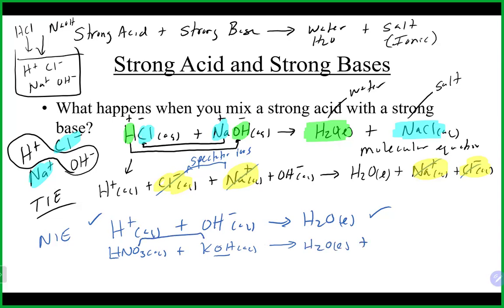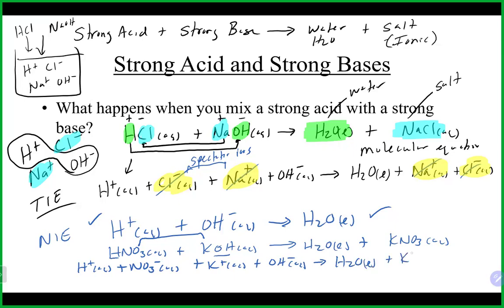K and NO3 minus are going to come together to make my salt, KNO3. I could go to my total ionic equation: H plus, NO3 minus for my strong electrolyte, K plus, OH minus for my strong base there. Water is going to stay together. My salt here is going to break apart into K plus and NO3 minus.